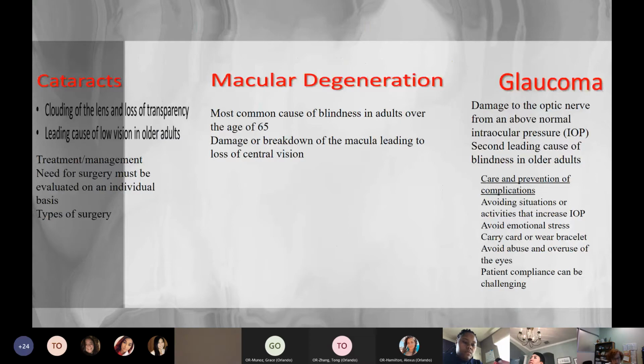We're going to look at 3 here, and we're going to talk about each one of these. These are the important ones for eyes: cataracts, macular degeneration, and glaucoma. We'll talk about cataracts first.